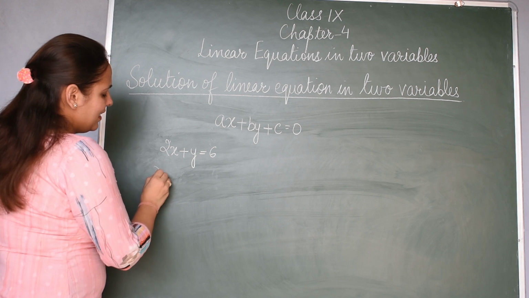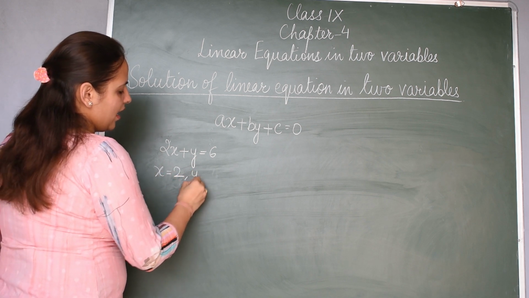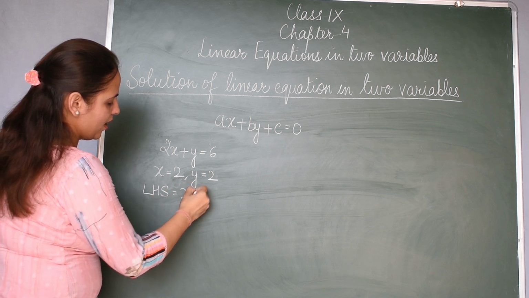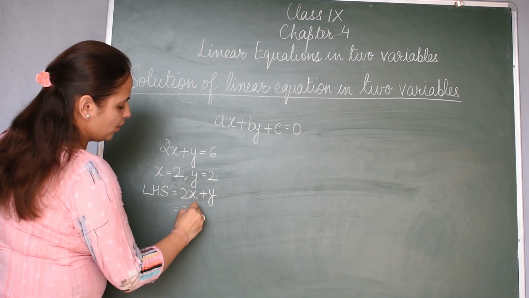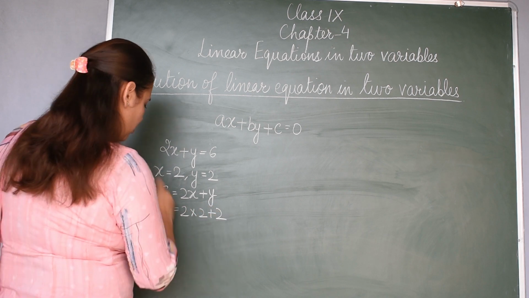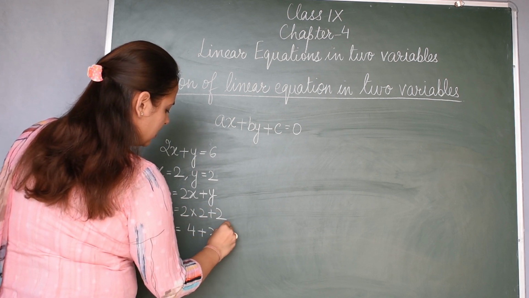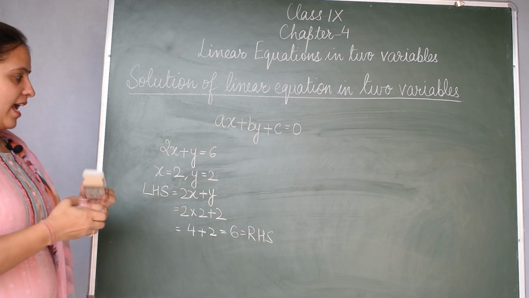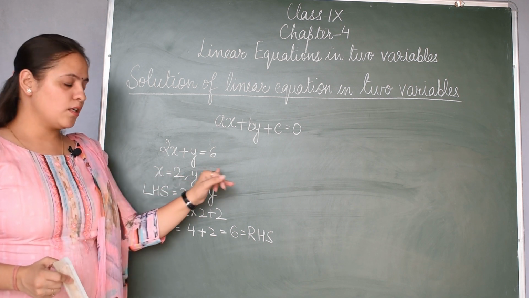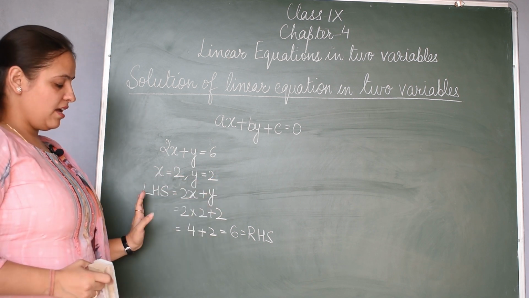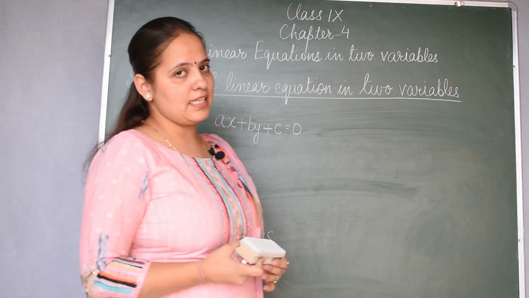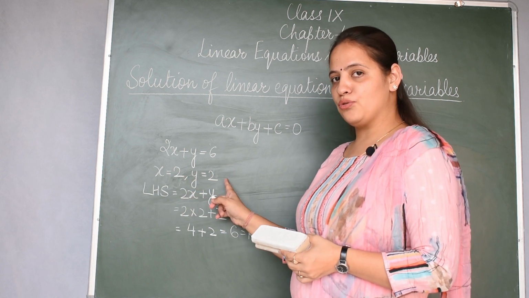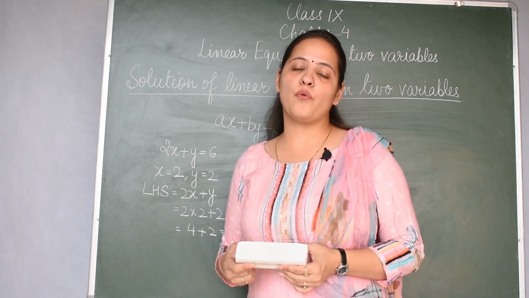So let's take x is equal to 2 and y is equal to 2. Let us solve for left hand side. 2x plus y. So 2 into 2 plus 2, that is equal to 4 plus 2 is equal to 6, which is equal to RHS. See, at x is equal to 2 and y is equal to 2, you are getting the left hand side equal to right hand side. This means x is equal to 2 and y is equal to 2 is the solution of this equation.